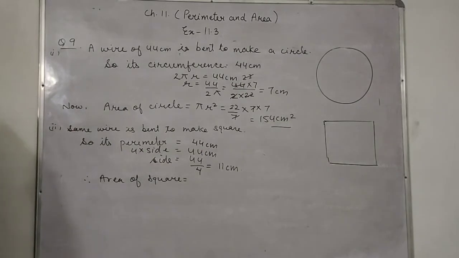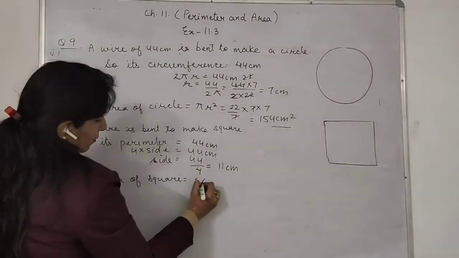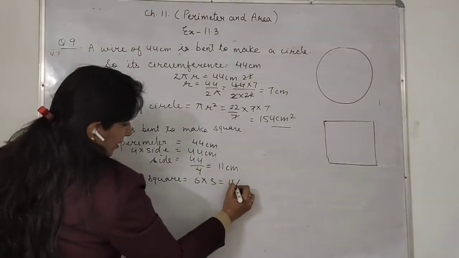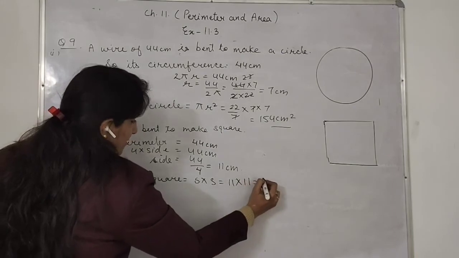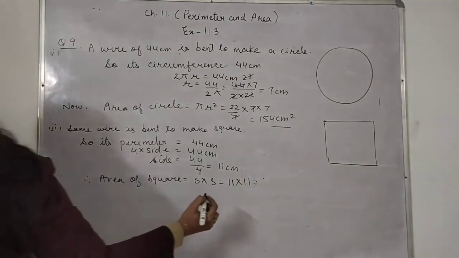Now we need to calculate the area. How can we calculate the area of a square? The formula you know, side into side. That means 11 multiplied by 11, that is 121 centimeter square.